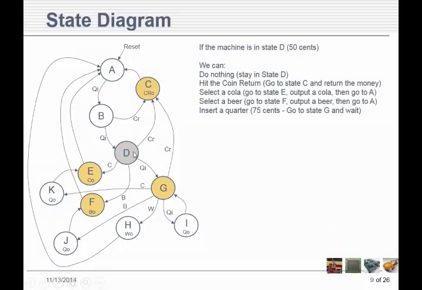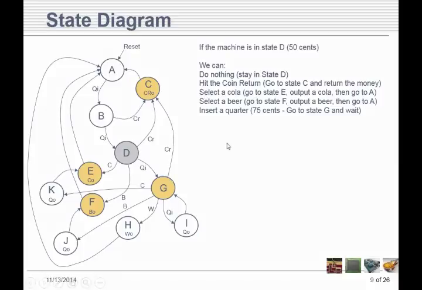Okay, if we're in state D, then we've got 50 cents in the machine, and we can do something now. We can do nothing and just sit there. We don't have to show it. We just say there's no inputs, we stay there. We can hit the coin return and go to state C, return the money, and then go back to state A.